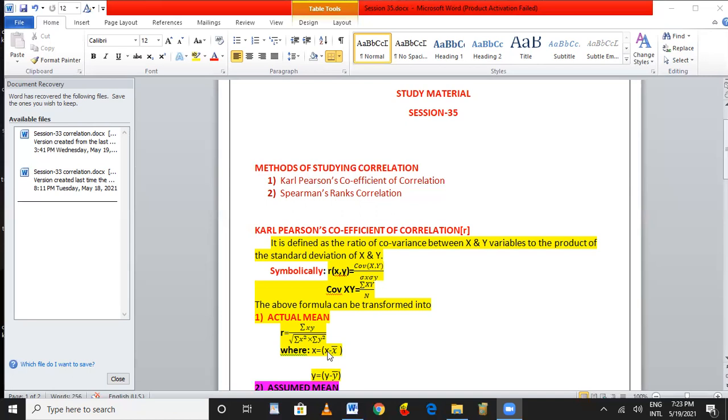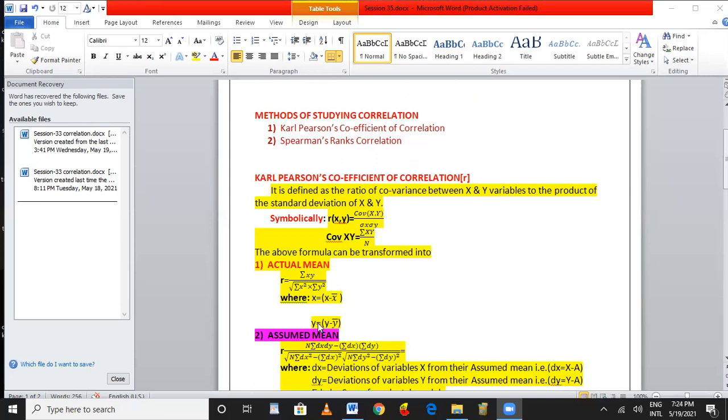That x bar has to be deducted from each item, so that we get the x value. X value means the deviation taken from the arithmetic mean. How will we get the arithmetic mean? 10 plus 20 plus 30 plus 40 plus 50, divided by 5. Each individual item has to be deducted from the x bar, so that we get the x values. This is the small x. Small x means we have taken the deviation from the x bar, the arithmetic mean.